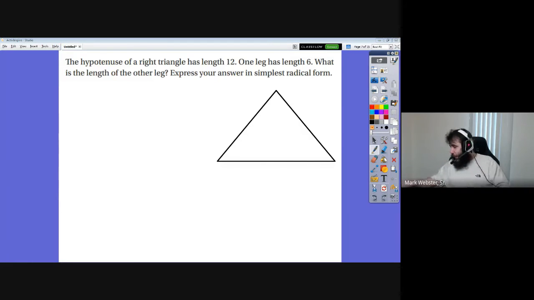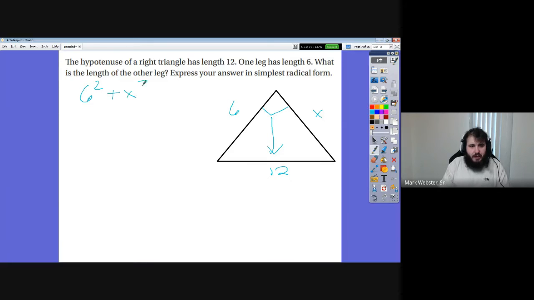All right, once again, we're going to go through and do this. The hypotenuse has a length of 12. I'm putting the hypotenuse down here. One leg has a length of 6, and then the other one we don't know. So let's do this. 6 squared plus the other leg that we don't know squared equals 12 squared. 6 squared is 36. 12 squared is 144. Subtract. That's 108. Cool. So now we're going to square root.